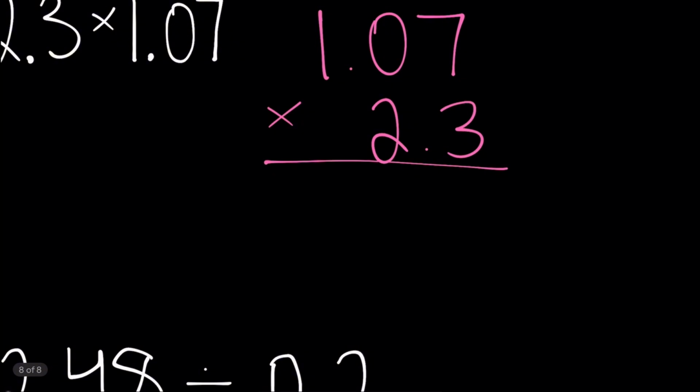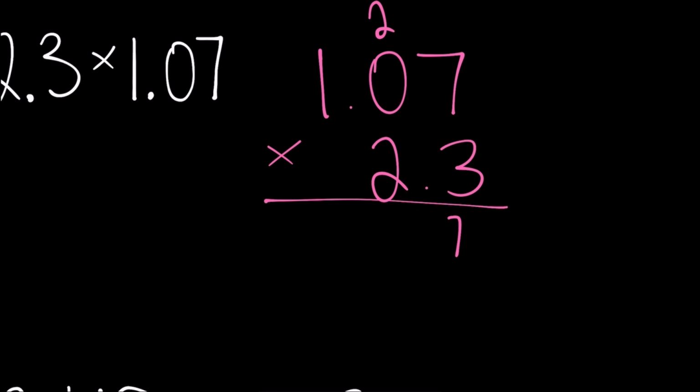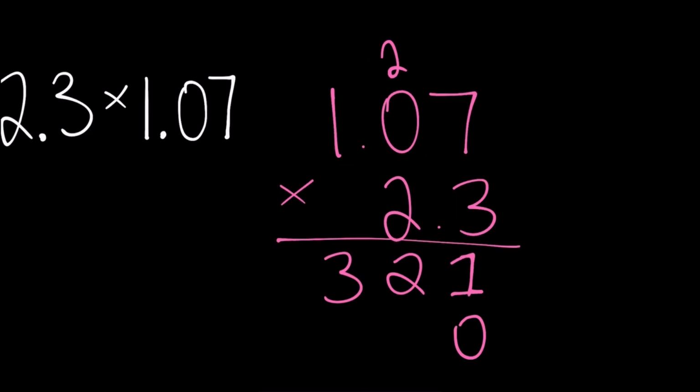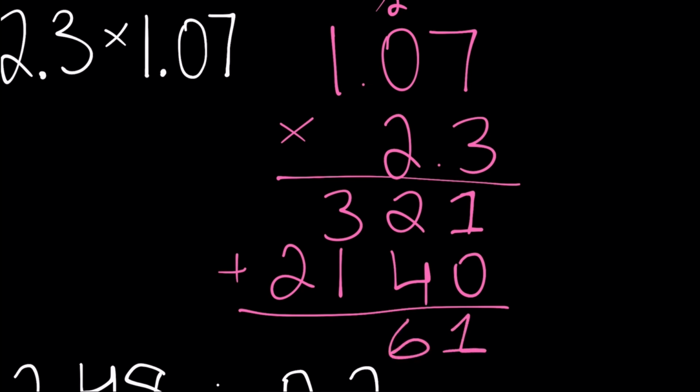So 3 times 7 is 21, 3 times 0 is 0, plus 2 is 2, 3 times 1 is 3, and then we don't put a number here. 2 times 7 is 14, so I'm just going to put the 4 here and the 1 up here. 2 times 0 is 0, plus 1 is just 1. 2 times 1 is 2, and we add these numbers. So 0 plus 1 is 1, 2 plus 4 is 6, 1 plus 3 is 4, and 2 plus nothing is just 2.